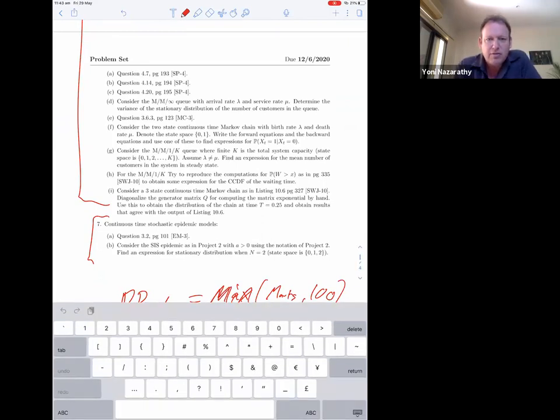Will the exam content be similar to content in this problem set? Yes. So the answer is yes, yes, yes.